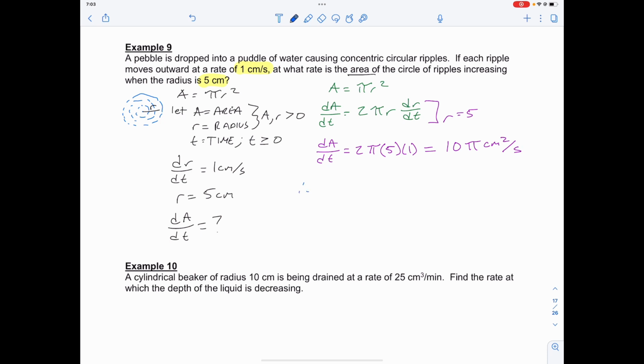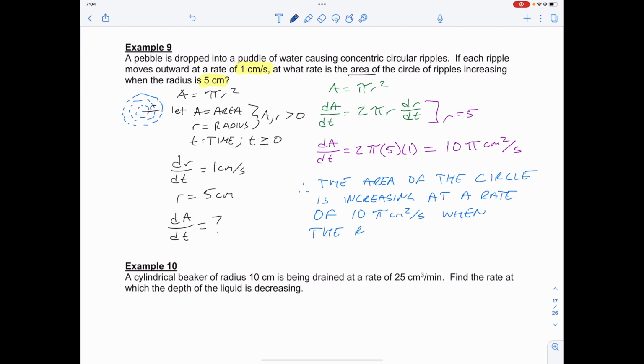Therefore, the area of the puddle, or let's say the area of the circle. You could also use the area of the ripple, is increasing at a rate of 10 pi centimeters squared per second when the radius is 5 centimeters.